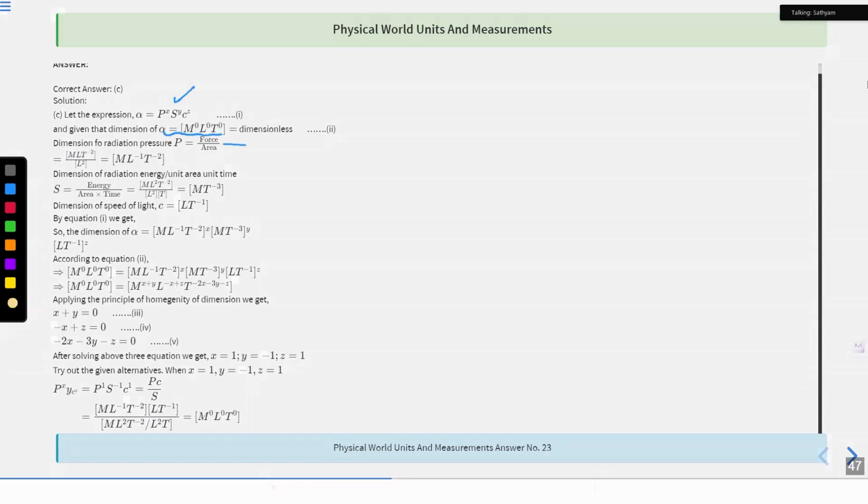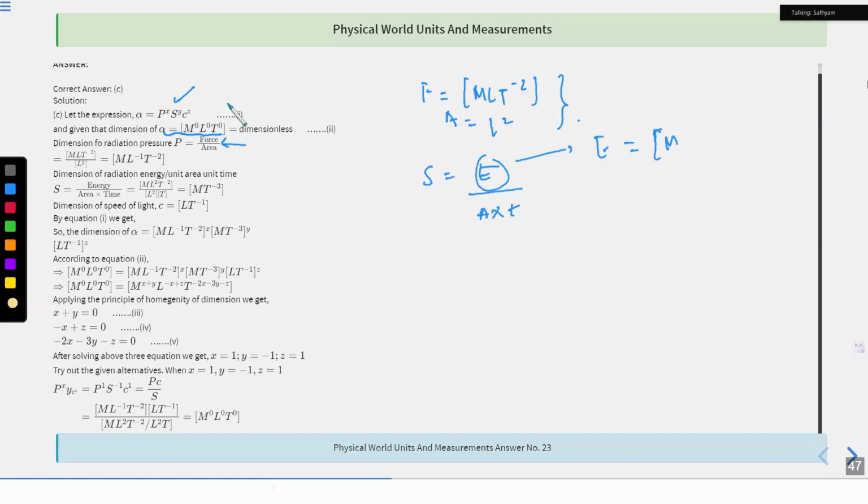Pressure, you know, is equal to force upon area. The dimensional formula of force is MLT^-2, and area is L squared. Now radiation energy S is equal to energy upon area into time. What is the dimensional formula of energy? It is ML^2T^-2. You have L squared, which is your area, and then you have your time, which is T itself.